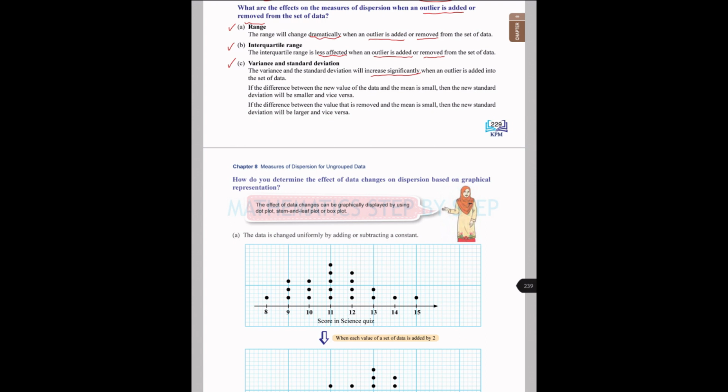So if the difference between the new value of the data and the mean is small, then the new standard deviation will be smaller, so meaning is less dispersed, okay? Meaning the set of data is less scattered. Then if the difference between the value that is removed and the mean is small, then the new standard deviation will be larger, so meaning that this set of data is more dispersed now, okay? Less concentrated, okay?